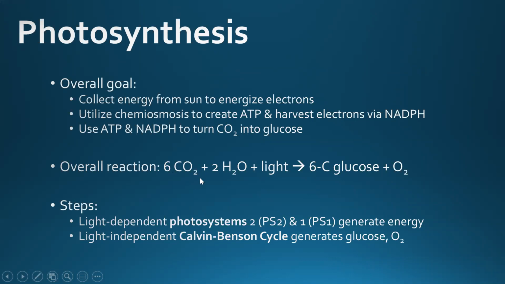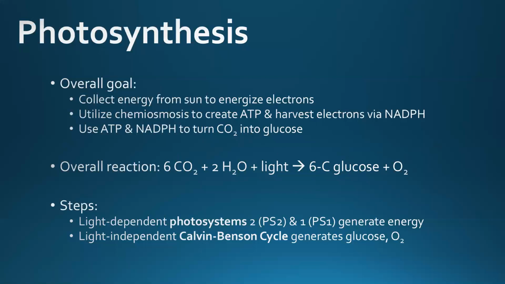Okay, so the overall reaction is pretty simple and it should look very familiar. You're taking 6 carbon dioxide molecules and you're taking the water molecules plus the light, and you're going to produce a 6 carbon glucose molecule and oxygen. So if you were to change the direction of the arrow, you're going to recognize that this is also cellular respiration going this way. Glucose plus oxygen can yield carbon dioxide and water.